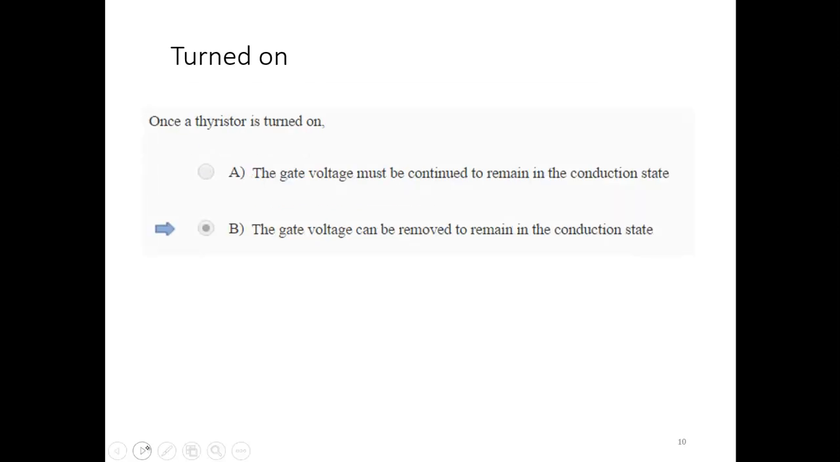Once the thyristor is turned on, must a gate voltage be continued to remain in the conduction state? No. The gate voltage can be removed, because once the thyristor is turned on and latches itself, the gate has no function. That means you can remove the gate. Normally you apply a small gate pulse of about 10 volts with a width of 100 microseconds. The pulse width is enough so that it latches itself, the current rises to the latching current value, and then you can take the gate out.